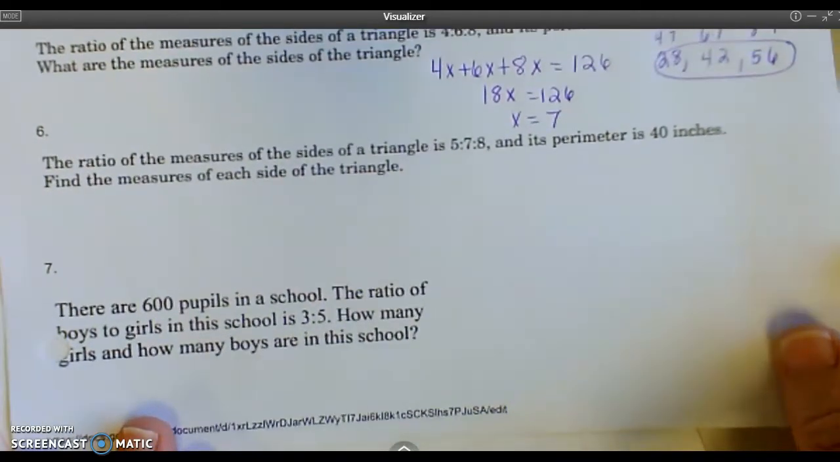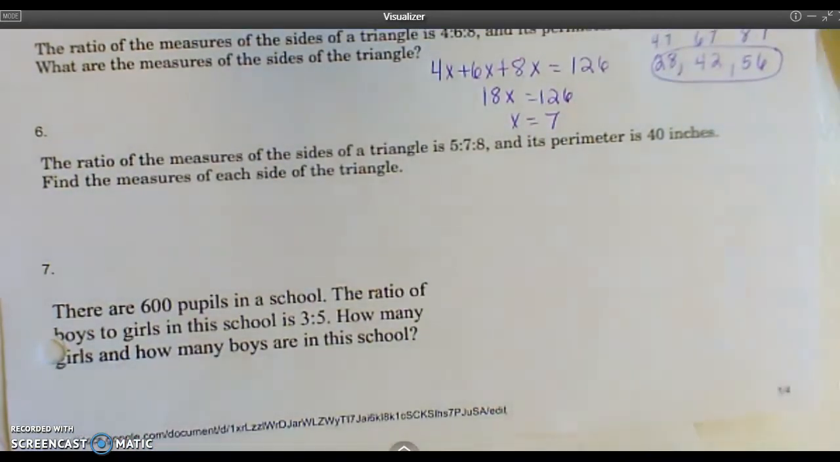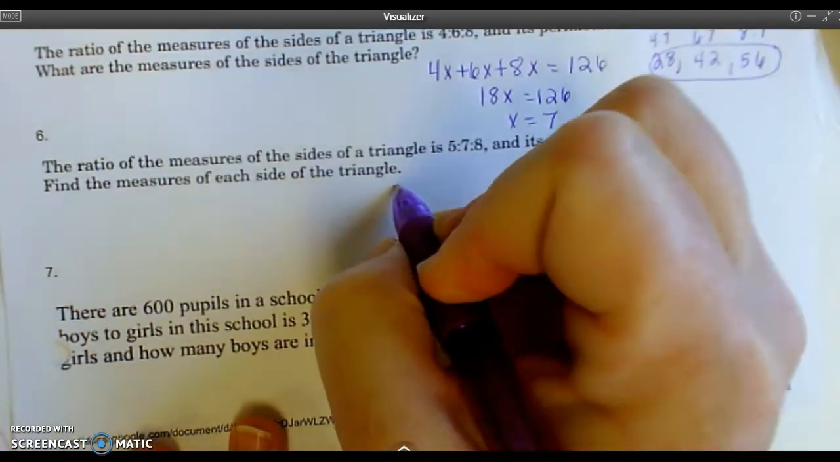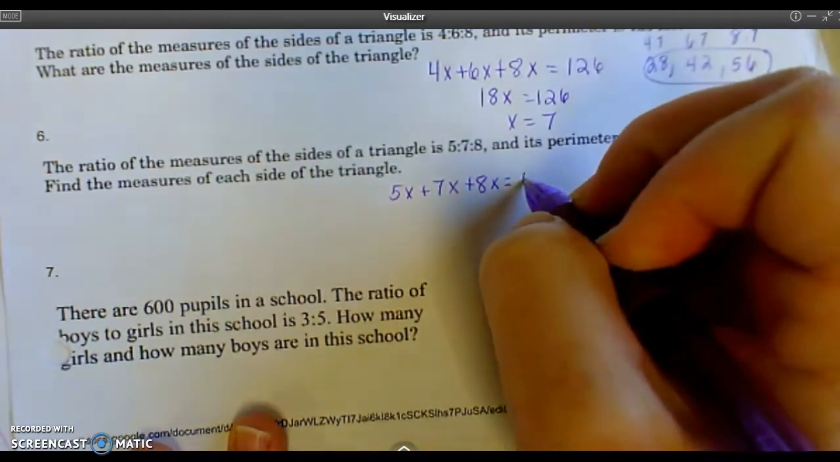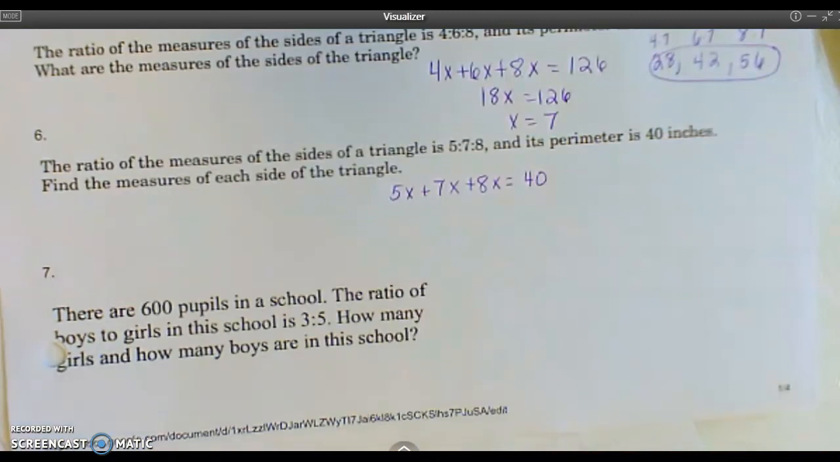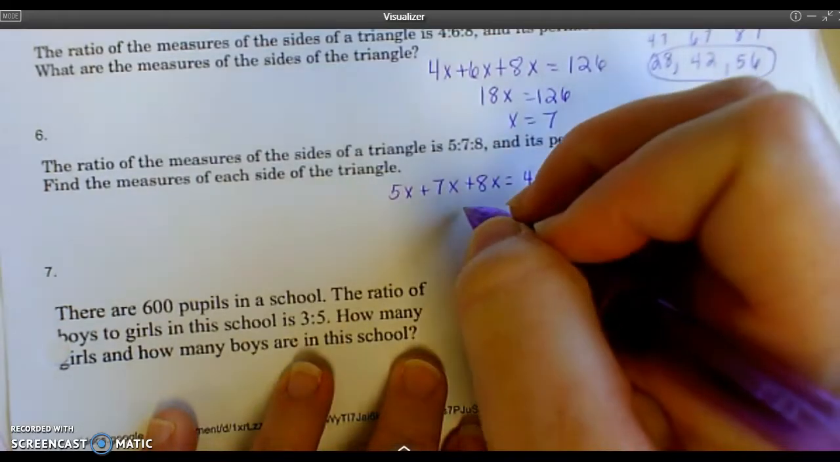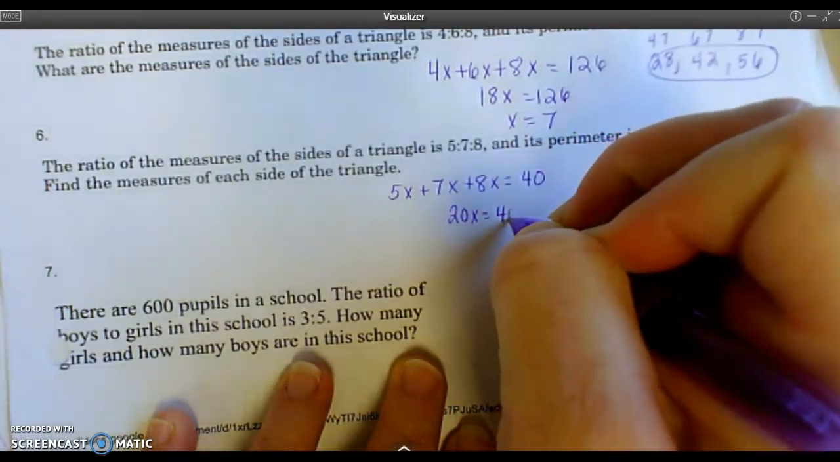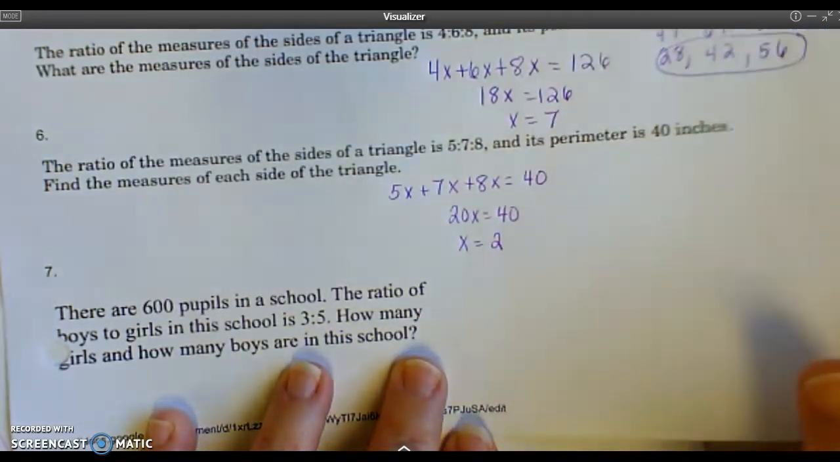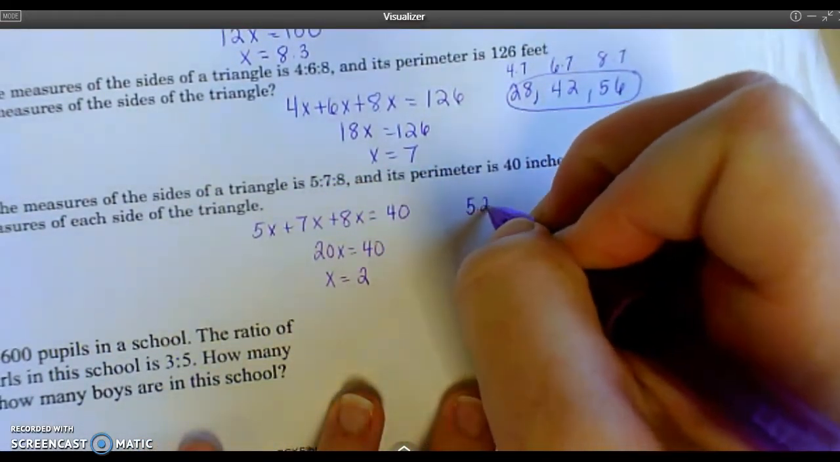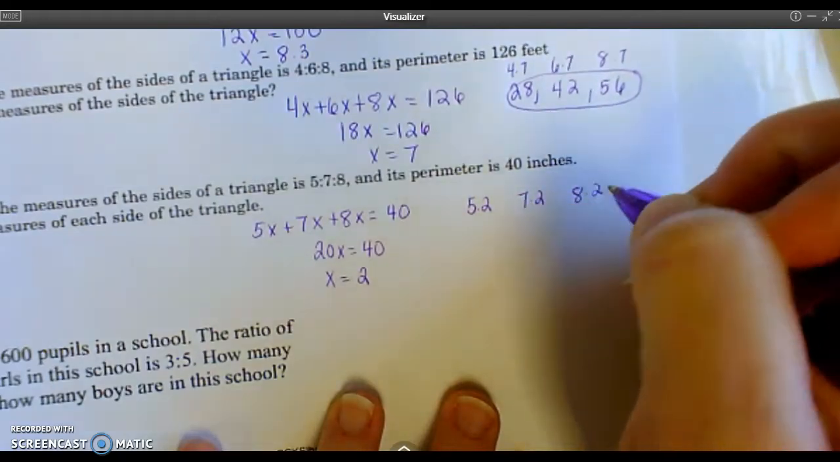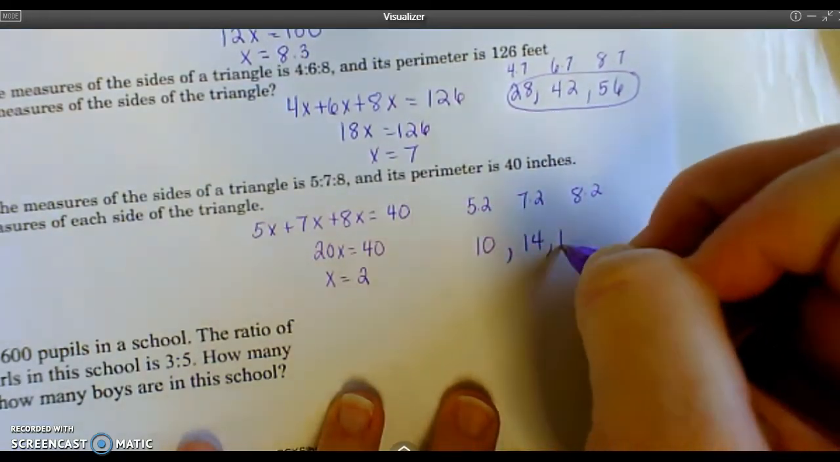Alright, number 6. Sorry for the confusion there. The ratio of the measures of the side is 5, 7, 8, and its perimeter is 40 inches. So similar to number 5, we still take 5x plus 7x plus 8x and equal it to the total. Add those together, 5 plus 7 plus 8. And then you get x is 2. After you get x, multiply each of those by 2. So 5 times 2, 7 times 2, 8 times 2. So we get 10, 14, and 16.